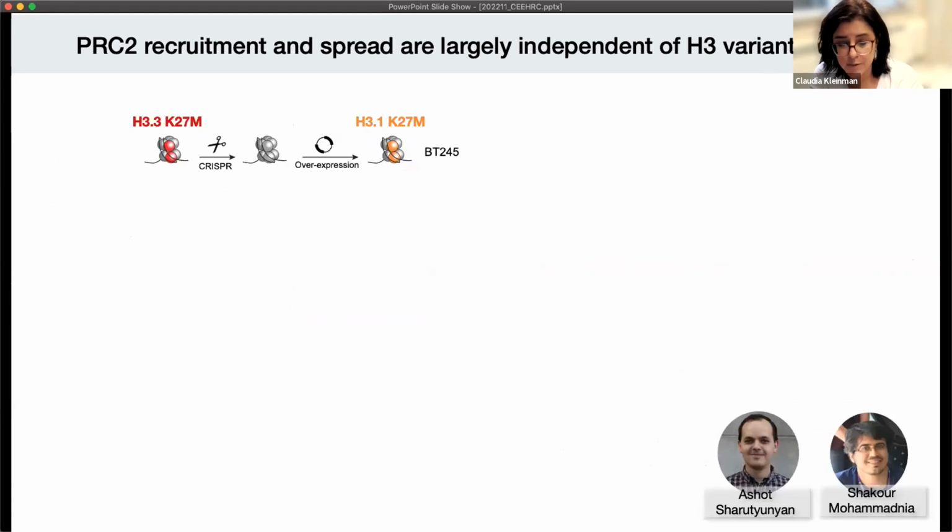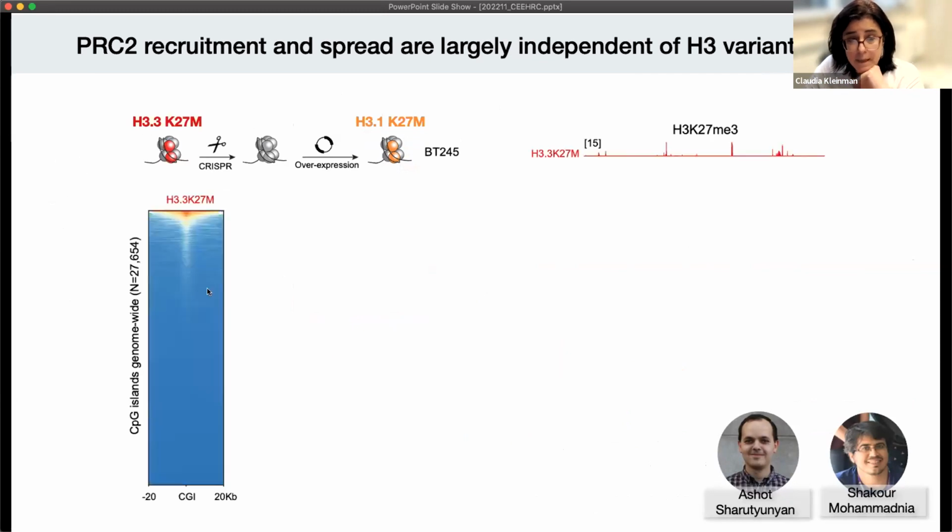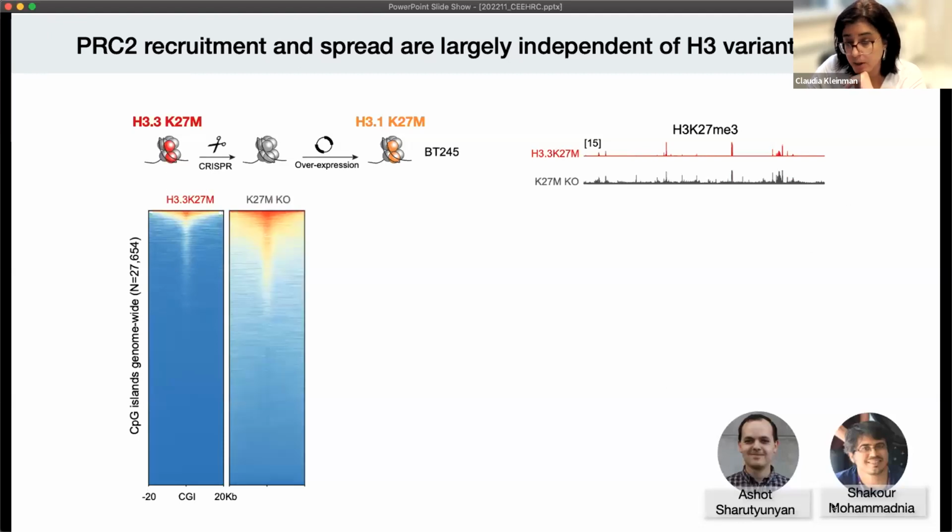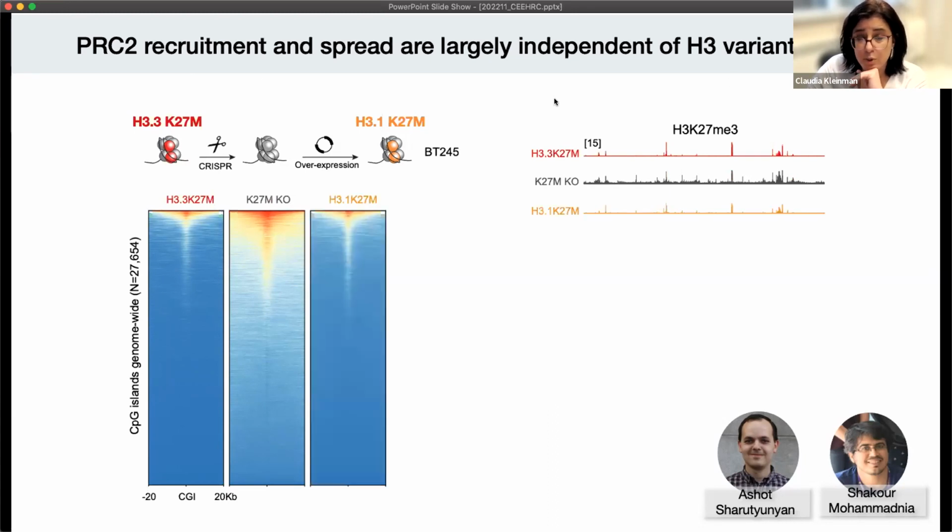And the last experiments we did are in the context of H3.3 and the K27 gliomas. What happens if we remove the mutation? For K27ME3, when we knock out the mutation, we remove the allele with the mutation, and this is work with Nada's lab by Ashot and Shakur. We see some spread of K27ME3. And when we swap with the alternative variant, we see again a reversion to the original landscape.